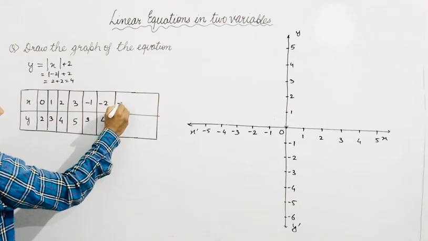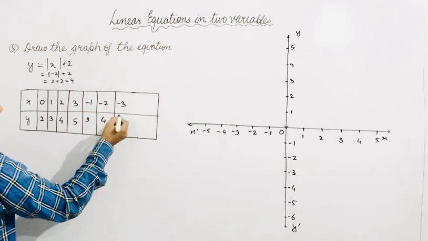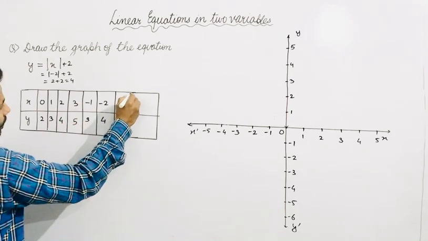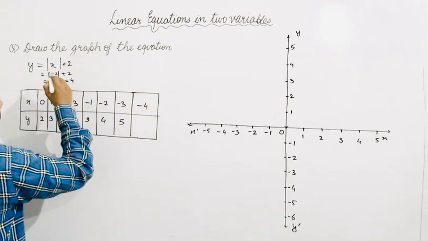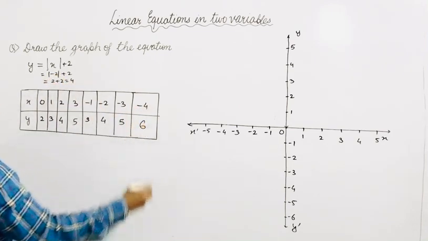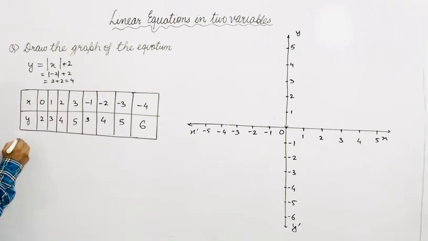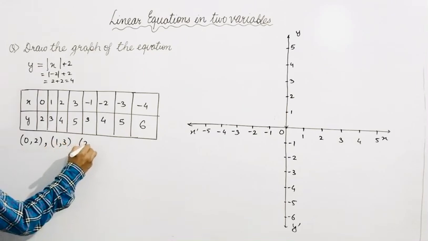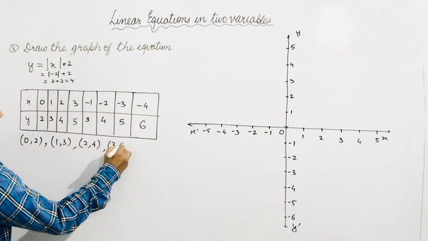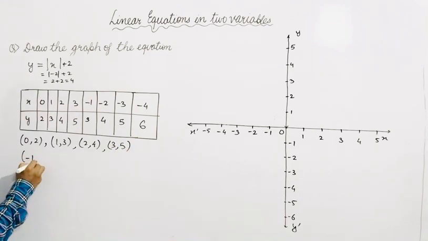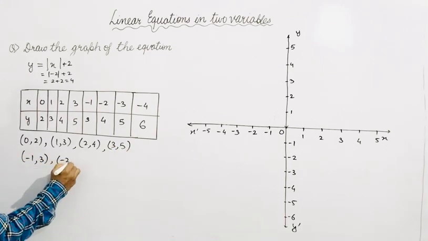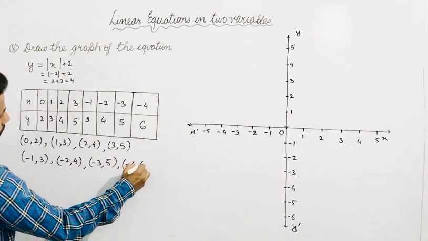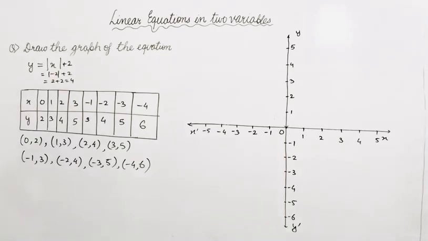When you take x equals minus 3, it becomes minus 3 plus 2. When it comes out of the mod, it becomes 3 plus 2, that is 5. When you take x equals minus 4, it becomes 4 plus 2, that is 6. This is how it becomes. Now let us take the points 0, 2; 1, 3; 2, 4; 3, 5; minus 1, 3; minus 2, 4; minus 3, 5; minus 4, 6. These are the points which need to be plotted.